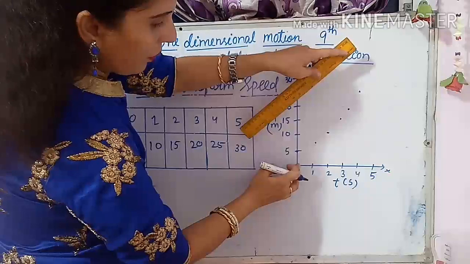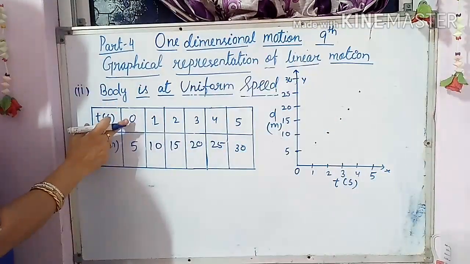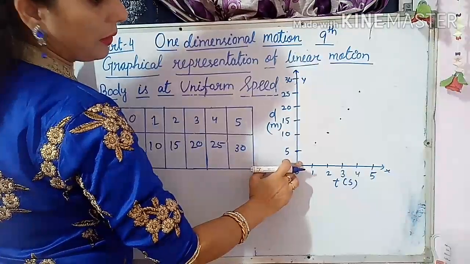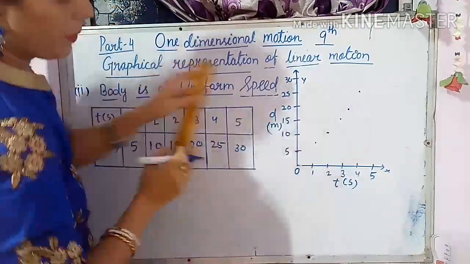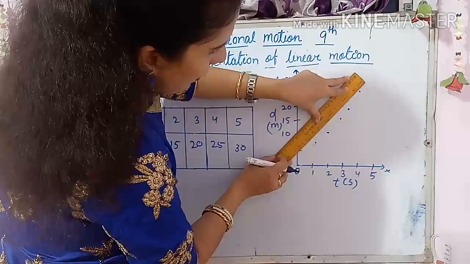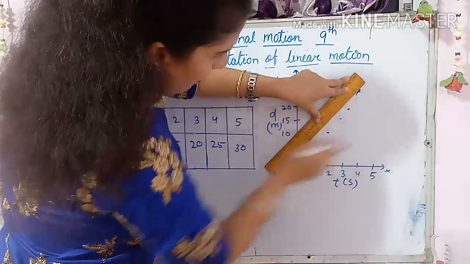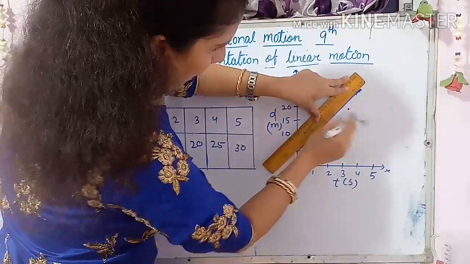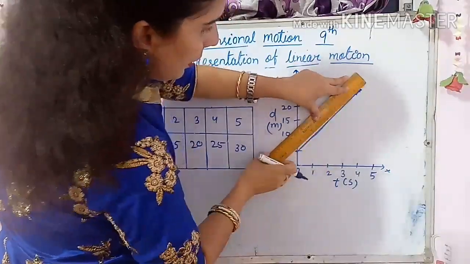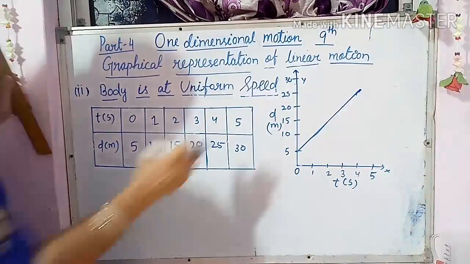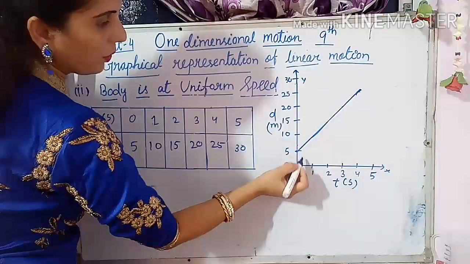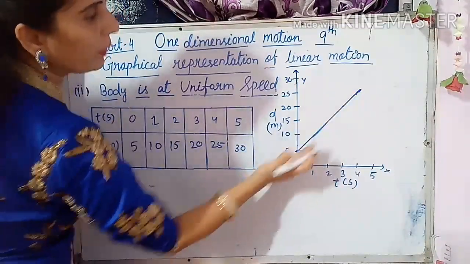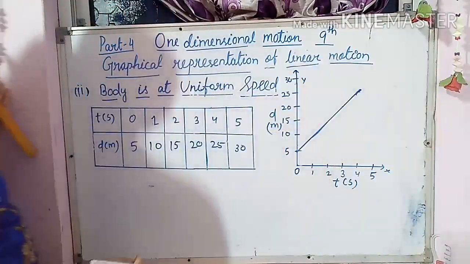So you can take it from here also. At 0, if you take from rest at 0 time, then your graph will come from here. Otherwise it will come from here. So like this your graph will come. It will come as a straight line graph, and if it comes like this, this is known as the slope. How it is bending, that is known as the slope.